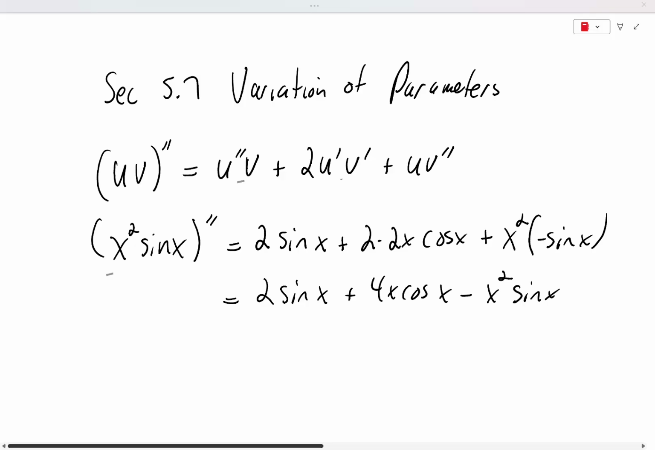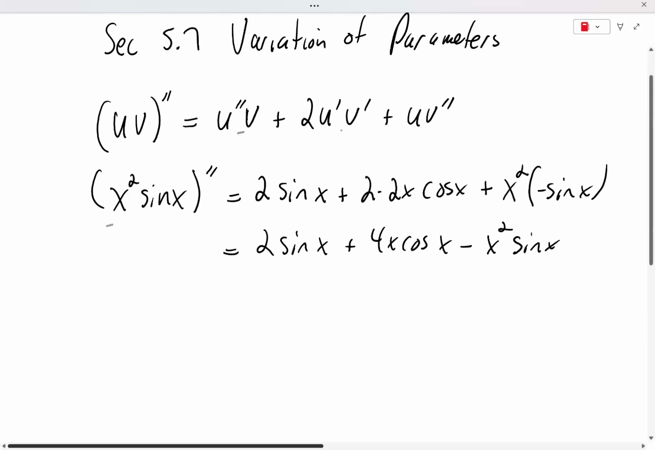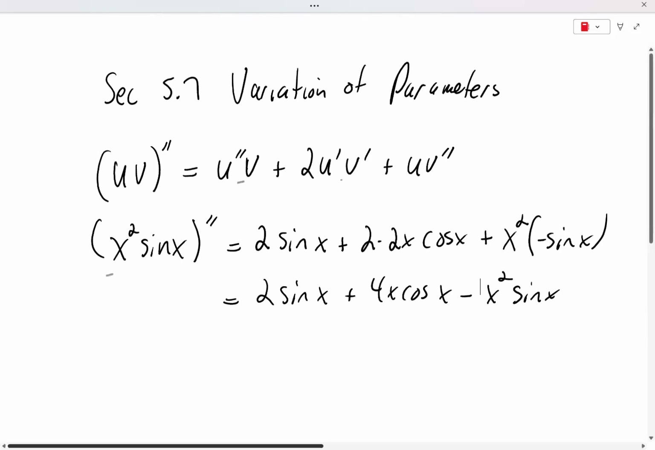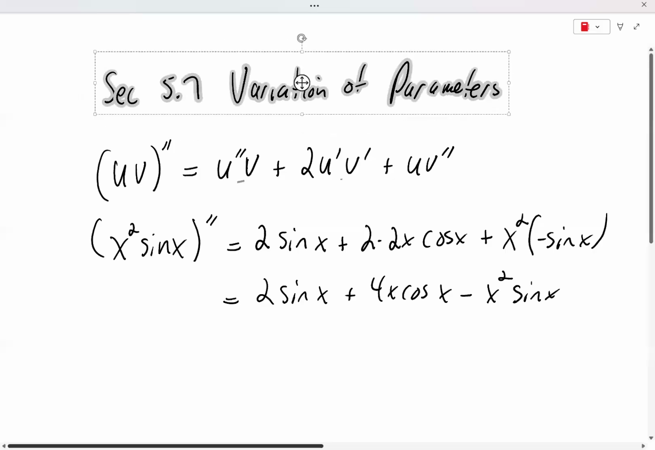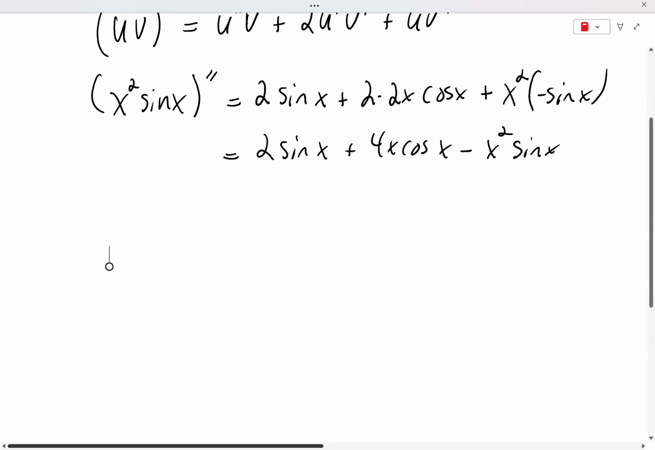Okay, so let me go back here, and back to variation of parameters. Let me bring this back down here, so copy, and then put this here.